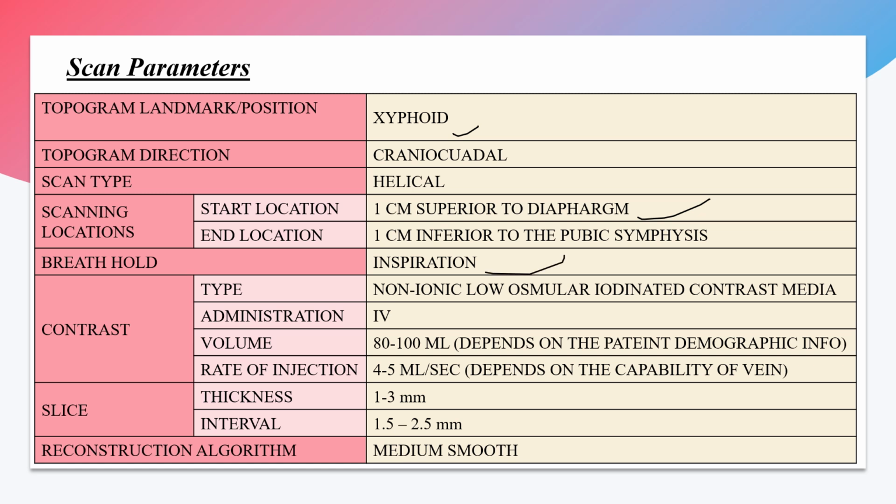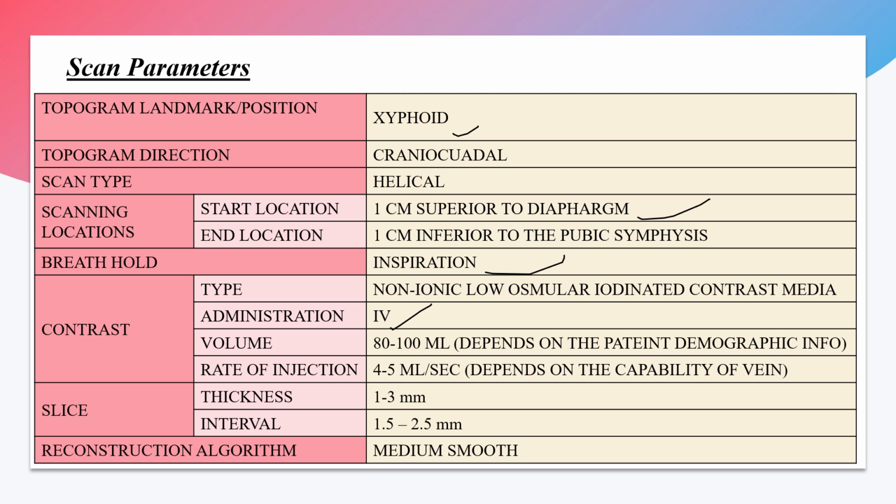Contrast media: the type will be non-ionic low osmolar iodinated contrast media such as Omnipaque, and the route of administration will be intravenous. The volume of contrast media will be 80 to 100 ml, and it depends on the patient demographic information like the weight, and your experience also. Rate of injection is 4 to 5 ml per second, and it depends on the capability of the vein, that means how clear the vein is or not.